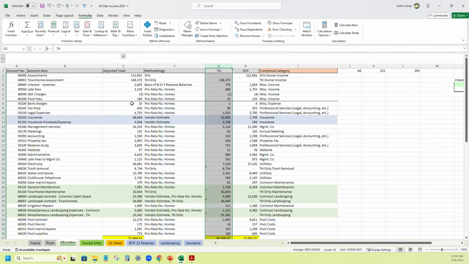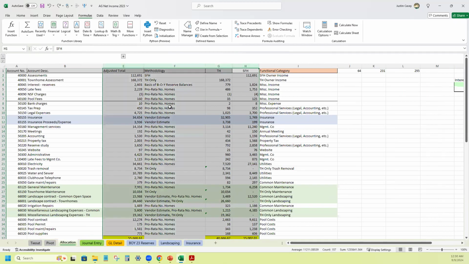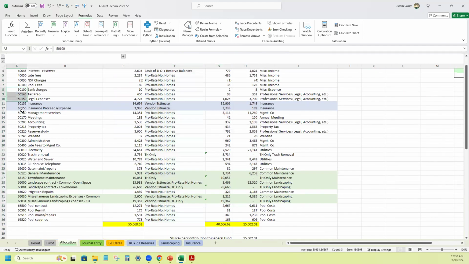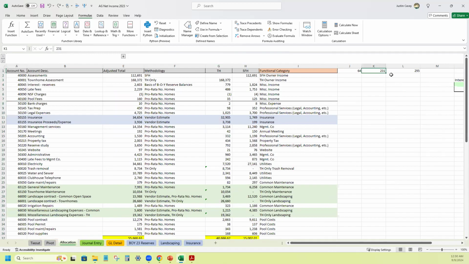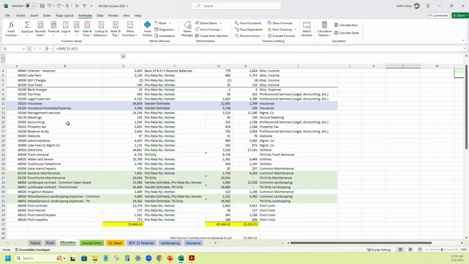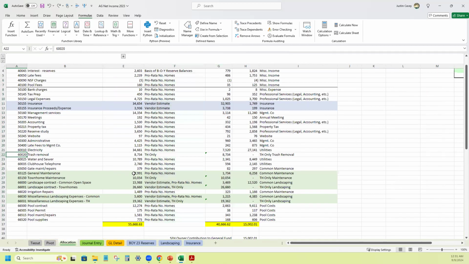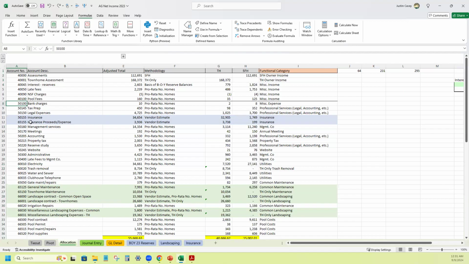Okay. So we'll take this column by column and we'll just run down the rest of it. Bank charges, tax prep, and legal expenses are all pro rata based on number of homes. That's 64 divided by 295 or 231 divided by 295. So another way to say pro rata number of homes is everybody pays for it. Trash removal is townhome only. Oh wait, I skipped a couple rows here. So we'll come back to insurance and maintenance and landscaping.